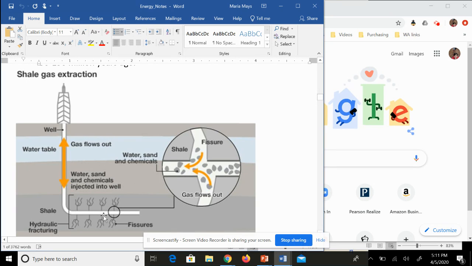You can shoot water, sand, chemicals into the well. When you inject the water into the well at high pressure, it can go down into this shale layer that contains this gas. It can crack the shale. As it breaks up the shale, the rock, it allows the gas to come from those fissures into the well, and then the gas comes back up out of the well.